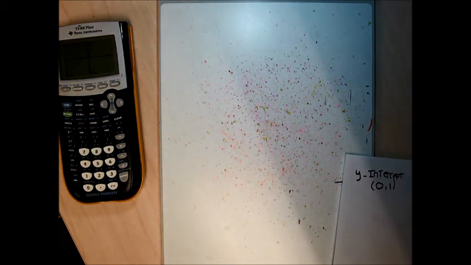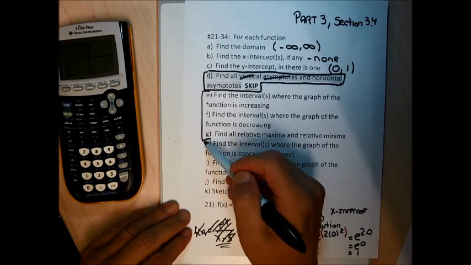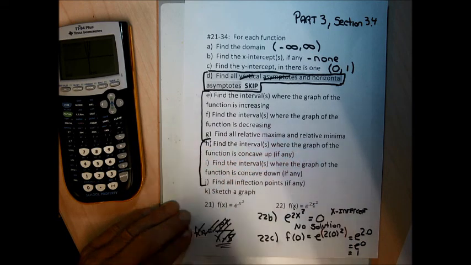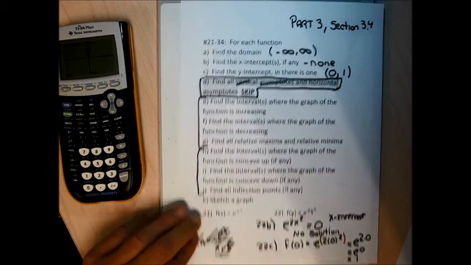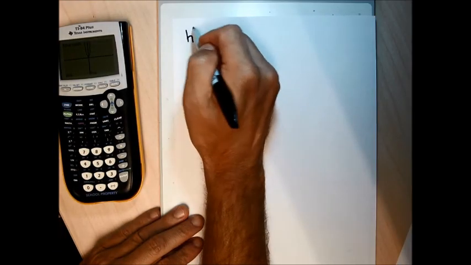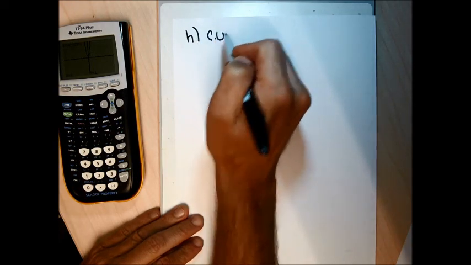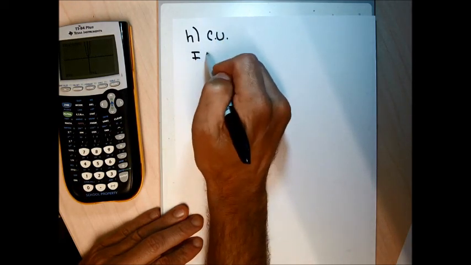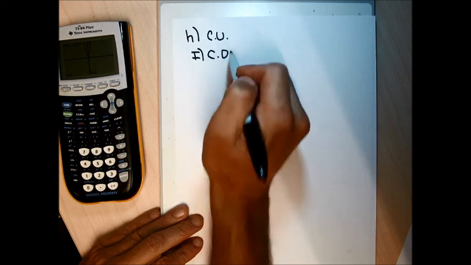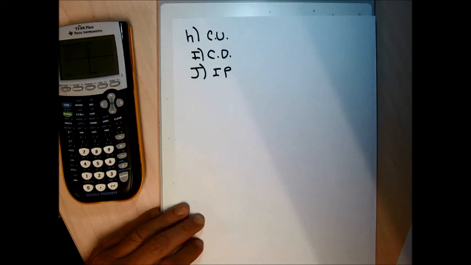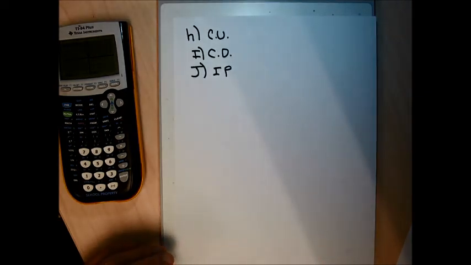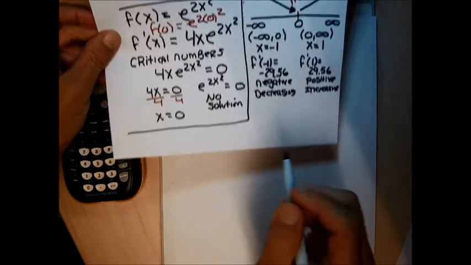Alright, so a little bit more to do before we can finish this up. The rest of what I need to do before I graph is H, I, and J: the intervals where the graph is concave up, concave down, and any inflection points. And in order to do H, the interval where the graph is concave up, I, the interval where the graph is concave down, and J, the inflection points, I have to know the second derivative. And in order to define the second derivative, I need the first derivative.